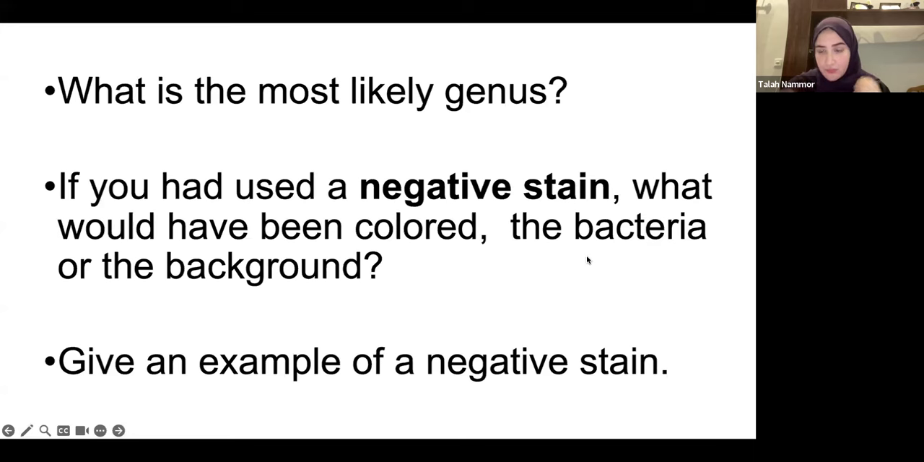Let's say this is a question about stains, that I used a negative stain. If I use a negative stain, the color will appear where? In the bacteria or in the background? Background. Okay, do you all agree? Perfect. When we use a positive stain, usually it sticks to the bacteria, but a negative stain will go into the background. Nice. Give me an example of a negative stain.